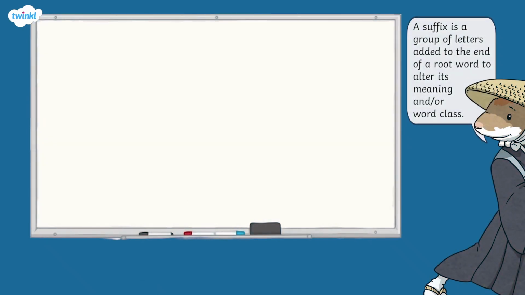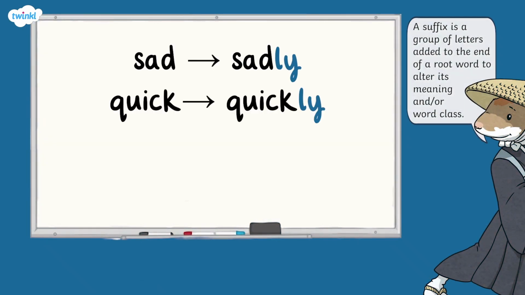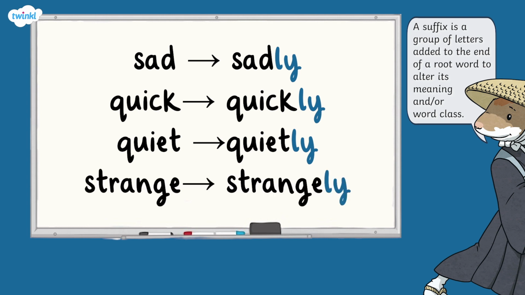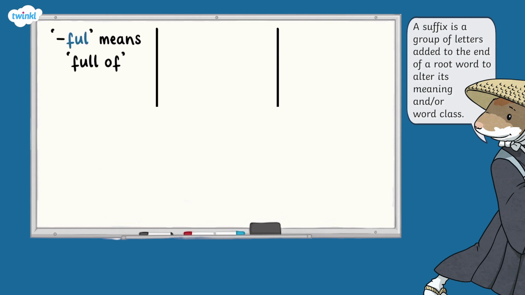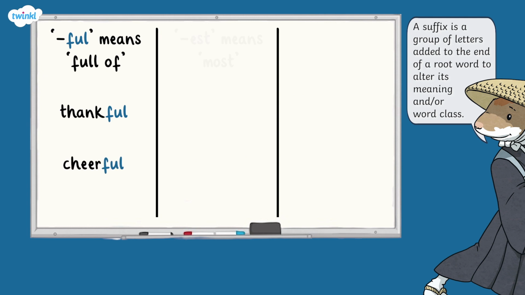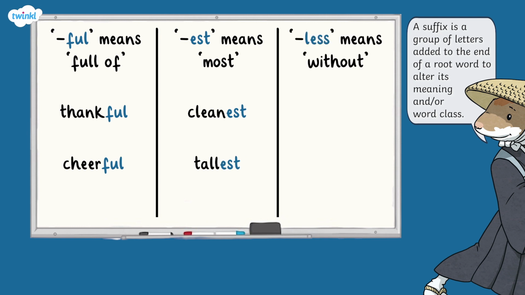For example, ly can be added to sad, quick, quiet, and strange. Ly changes the root word's grammatical function from adjective to adverb. Ly means how something was done. Different suffixes have different meanings. Full means full of, for example, thankful or cheerful. Ist means most, for example, cleanest or tallest. And less means without, for example, harmless or careless.